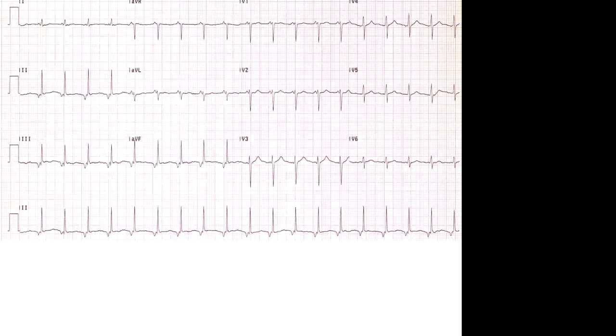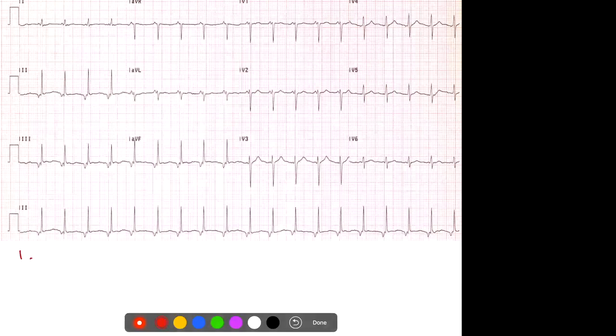So here's a rhythm. We're going to use our systematic approach and start out with the steps that we need to figure out. What would be the first thing we need to do? Anybody? Rate. Thank you. All right, rate. That's the number one thing. So what is our rate for this rhythm? 130. Okay, it's pretty fast, isn't it?